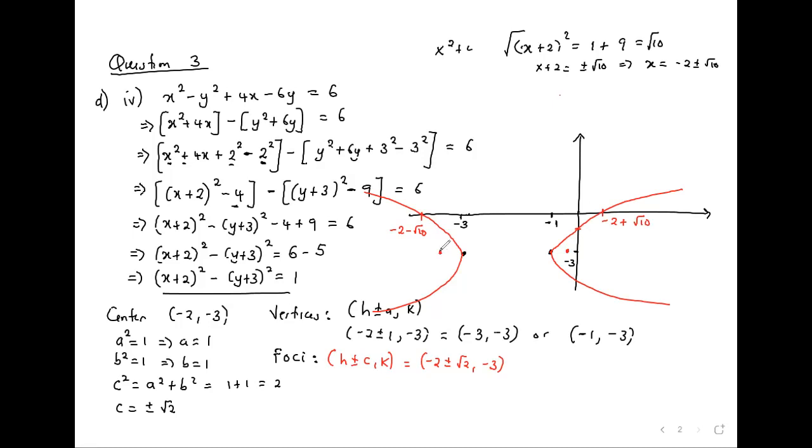Excuse me, sir. Hello. Where did you get that 9? How did you come up with square root of 10? When we make y 0 in this equation, then we'll have (x+2)² minus (0+3)² is equal to 1. So this is just 3, then 3 squared is 9. Then we take it the other side, it will go as a positive number. Is it okay?